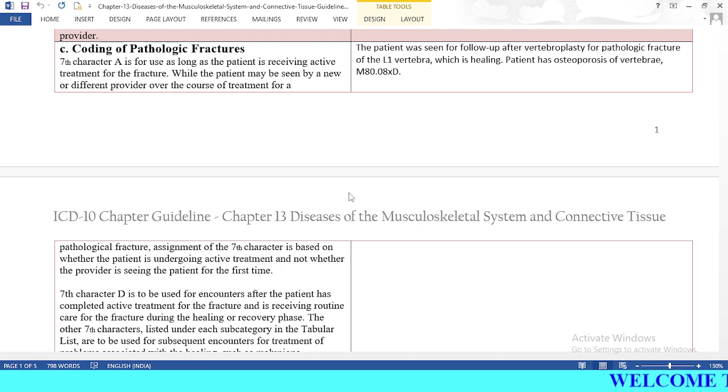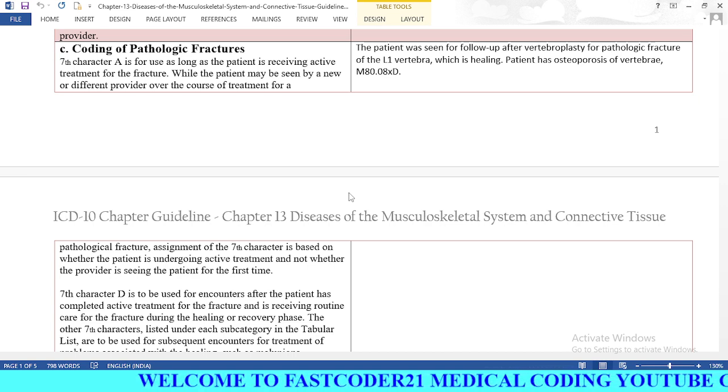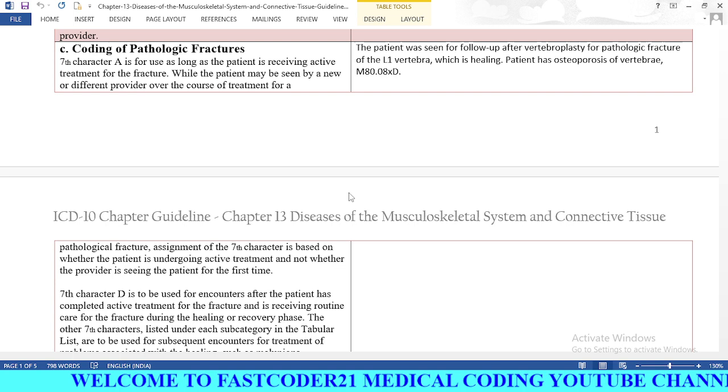While the patient may be seen by a new or different provider over the course of treatment for a pathologic fracture, assignment of the seventh character is based on whether the patient is undergoing active treatment and not whether the provider is seeing the patient for the first time.